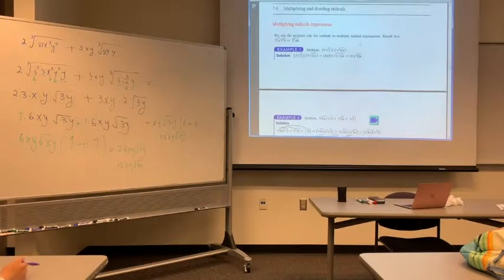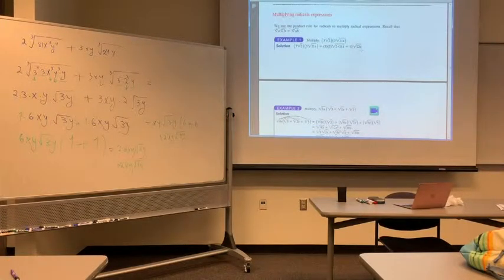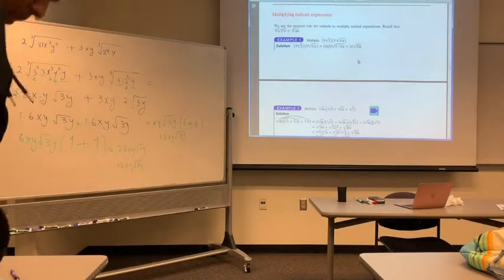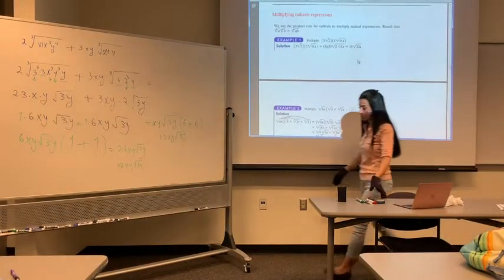Multiplying radicals expression. Oh, we already did that. Oh, okay, this is different.